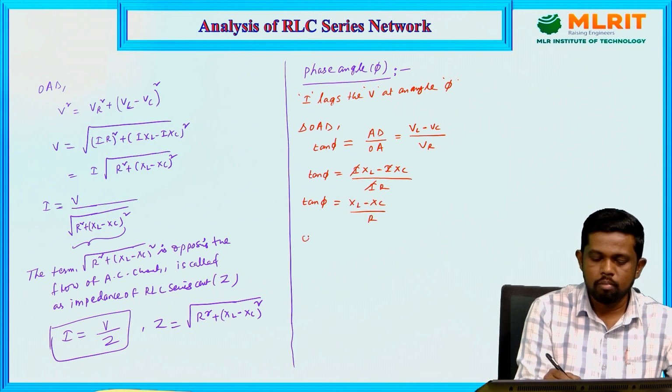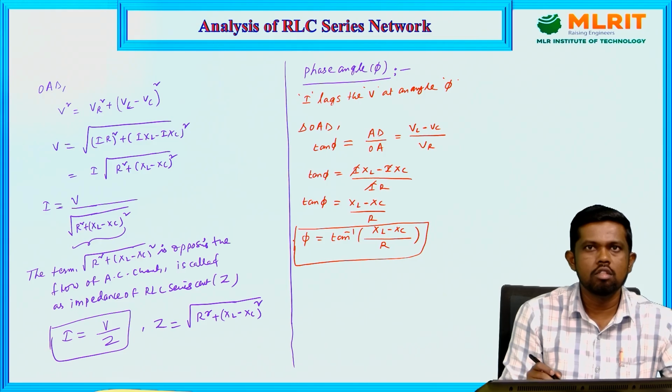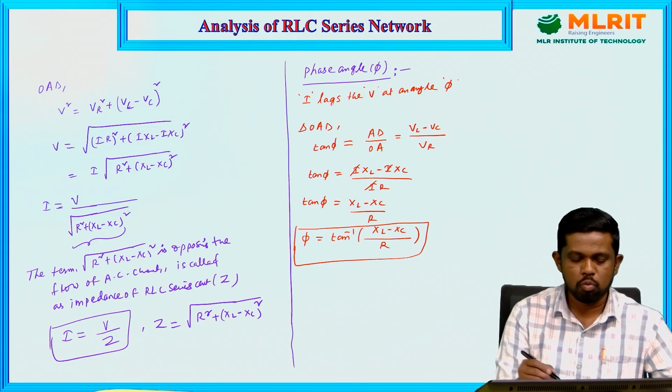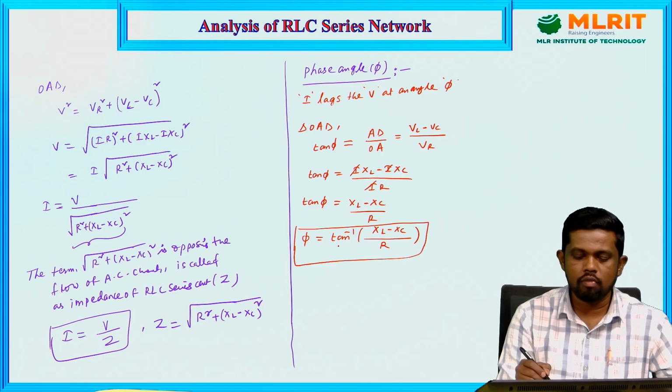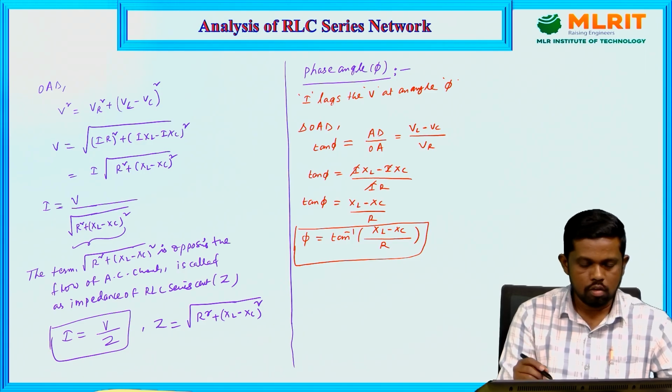So then the phase angle, or the power factor angle, between the voltage and current should be tan inverse of (XL minus XC) upon R. So this is the phase angle maintained by the voltage and current of the RLC series network, and it can also be determined with the help of the phasor diagram. So phi equals tan inverse of (XL minus XC) upon R. So this is the phase angle.